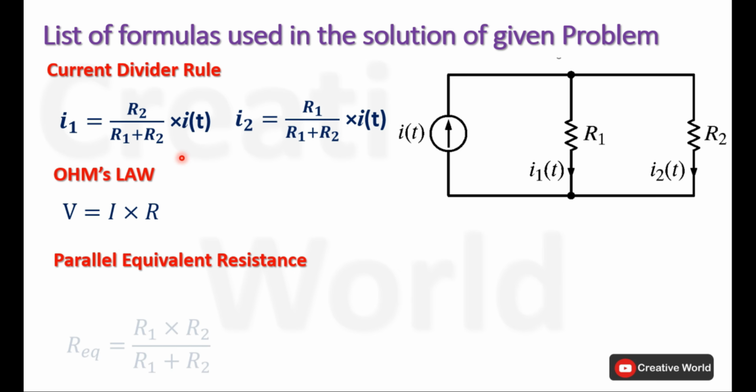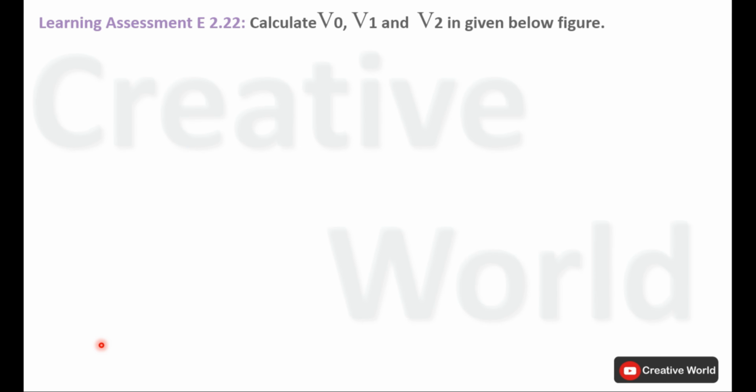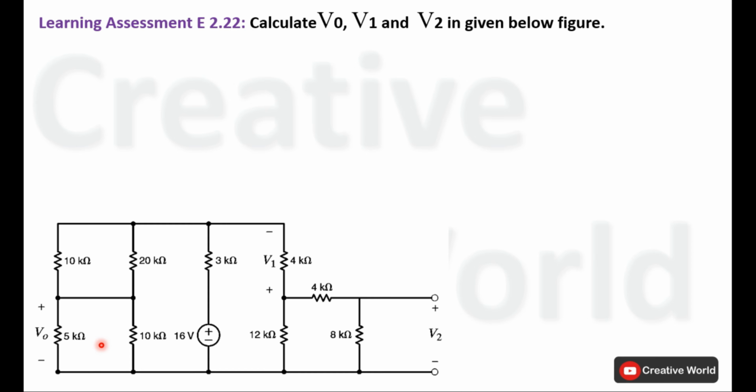Parallel equivalent resistance calculation formula will also be utilized while solving this problem. This formula is for the calculation of two parallel connected resistances. Now move towards the problem. Learning assessment E2.22. Calculate V0, V1 and V2 in given below figure.